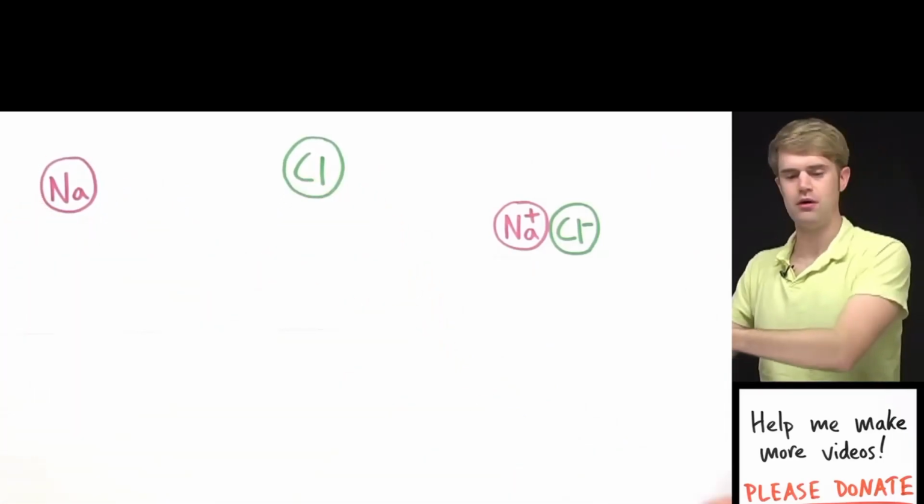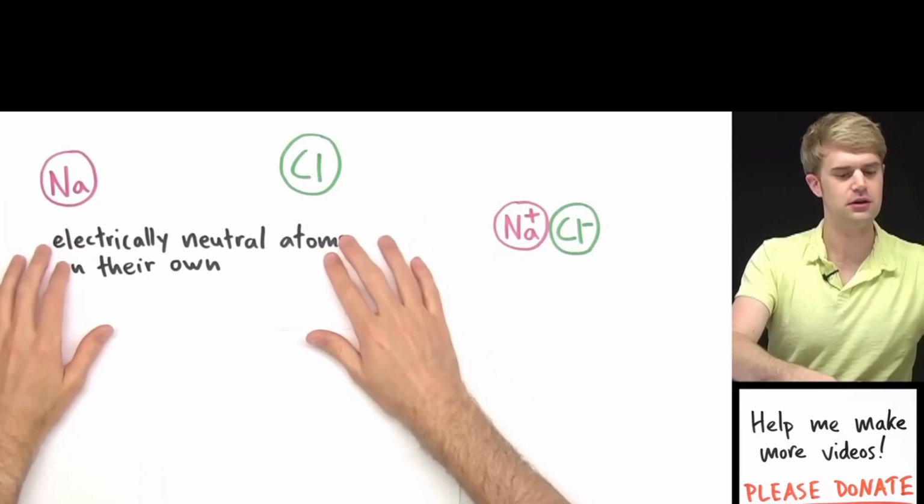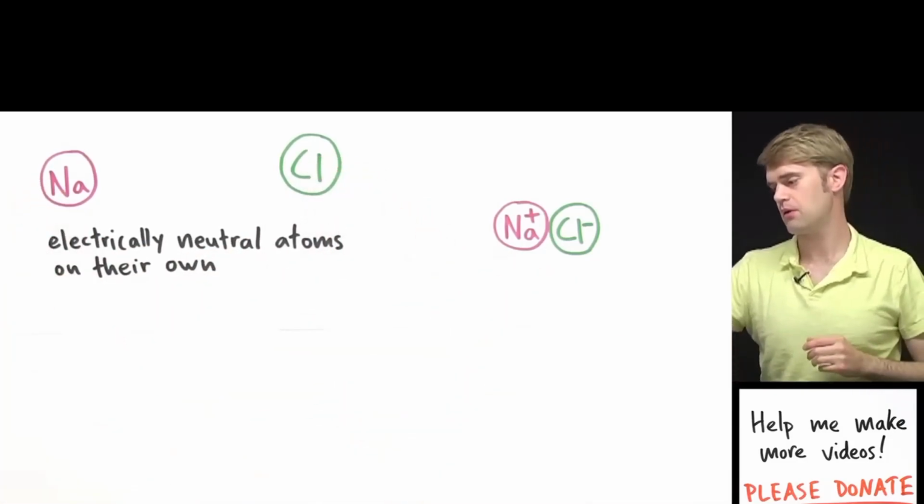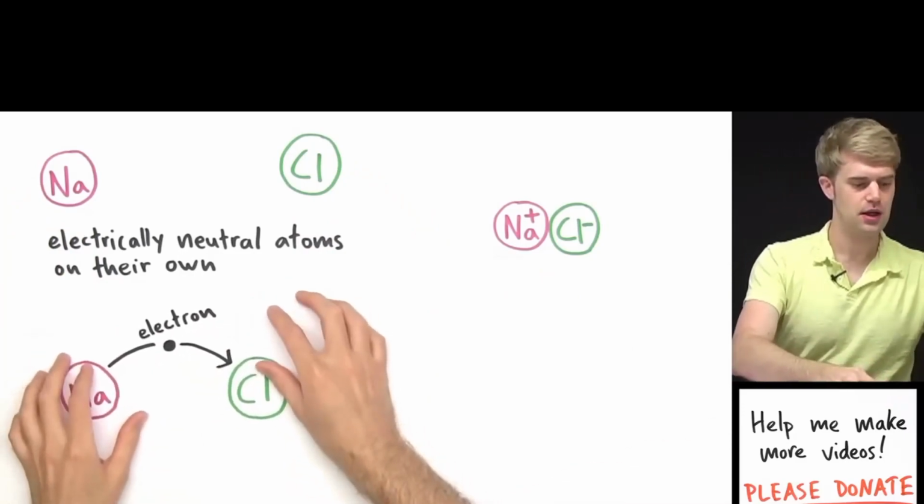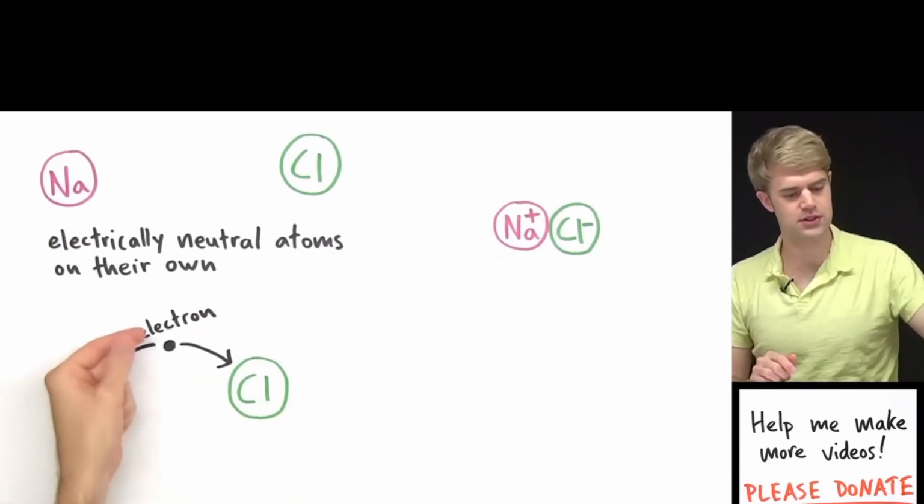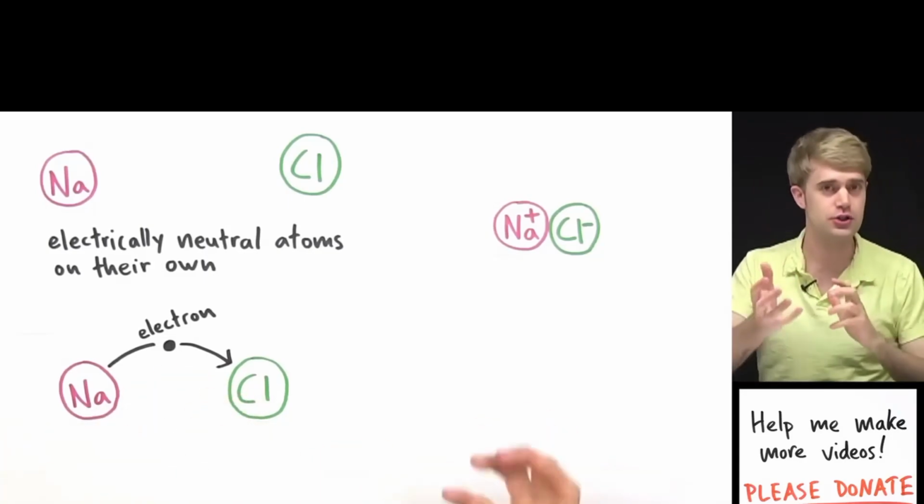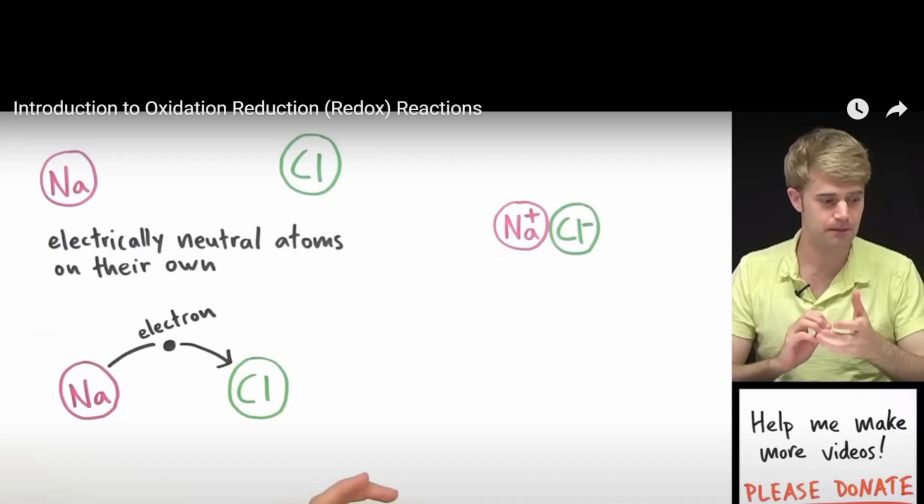So we start out with Na and Cl here as electrically neutral atoms with no charge, and they're on their own. They're separate. The next thing that happens is sodium gives one of its electrons to chlorine. So this is where the charges come in. So who is being oxidized? Na, because it is losing electrons, which is oxidation. LEO, losing electrons, oxidation. Sodium lost an electron, oxidation.